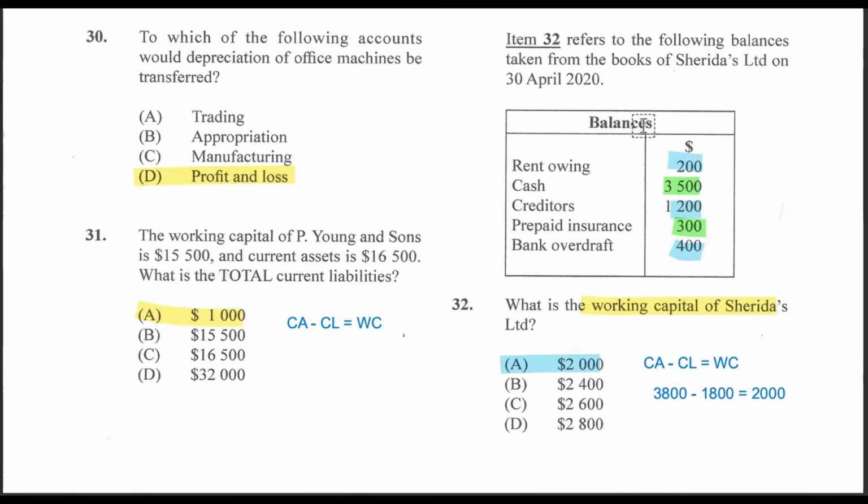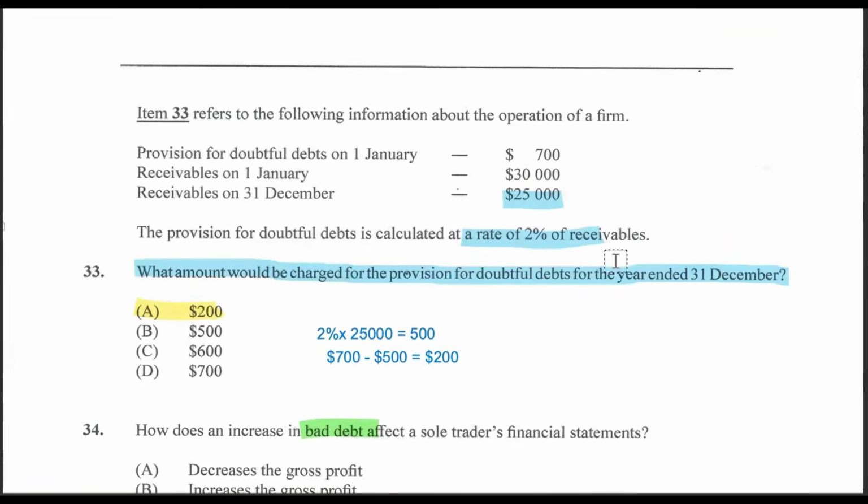Good job. Question 32. Another question asking us about working capital. We already know the formula. Current assets minus current liabilities give us working capital. So let's see what the current assets should be. Current assets should be cash. It should be prepaid insurance. So that's to the 800 right here. Current liabilities should be rent owing, creditors, and bank overdraft. Good. So 1800. So to the 800 minus 1800 to give us 2000. That is our working capital. Not bad, guys. Time for us to move on to question 33.